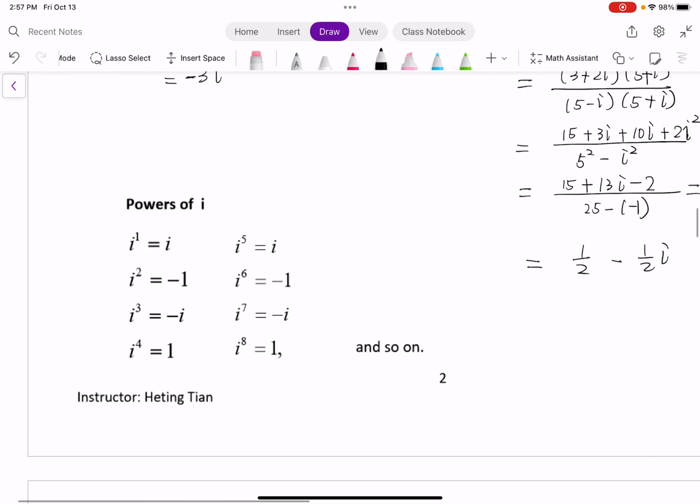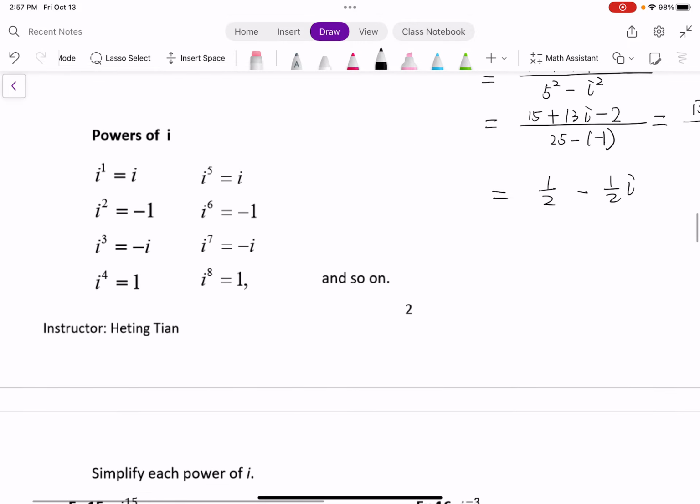All right, let's see the power of i. We have learned i equals square root of -1. And i to the first power is i. i squared, you square both sides, you have i squared is -1. i cubed is based on the i squared multiplied by i. So this is -i. And what is i to the fourth?